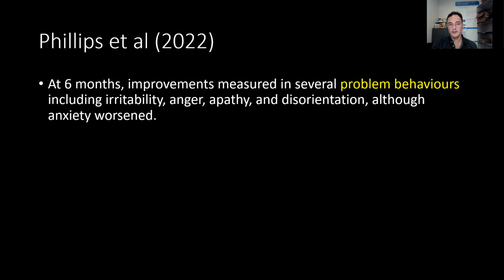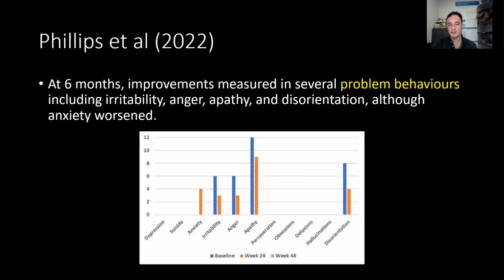If we look at problem behaviors, he had 4 main problem behaviors at the start of this: anger, apathy, disorientation, and irritability. And if we look at that graph, again, blue is baseline, orange is 6 months or week 24, we can see that all 4 of those things actually improved. Down is better. So that's highly encouraging. The one thing that got worse was anxiety. He didn't have any measurable anxiety at the start of the case study, and he did have measurable anxiety at the 6-month or week 24 mark.